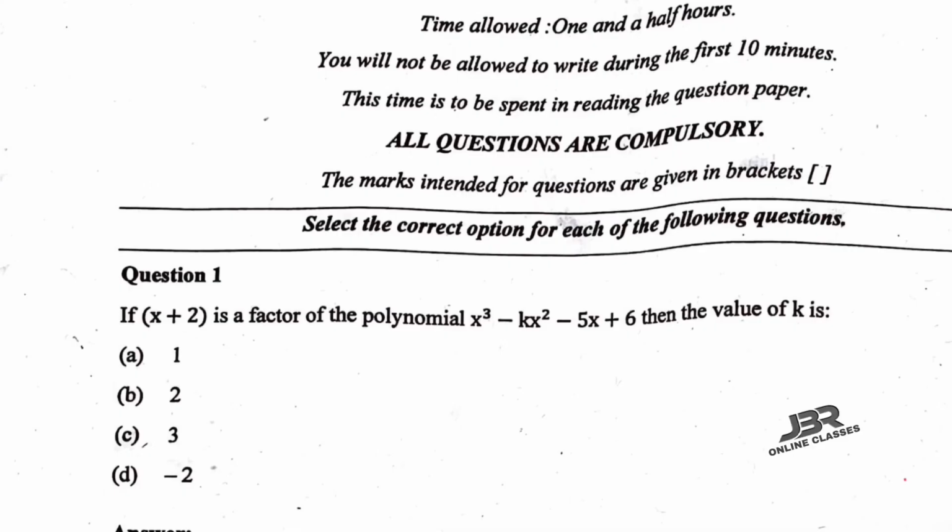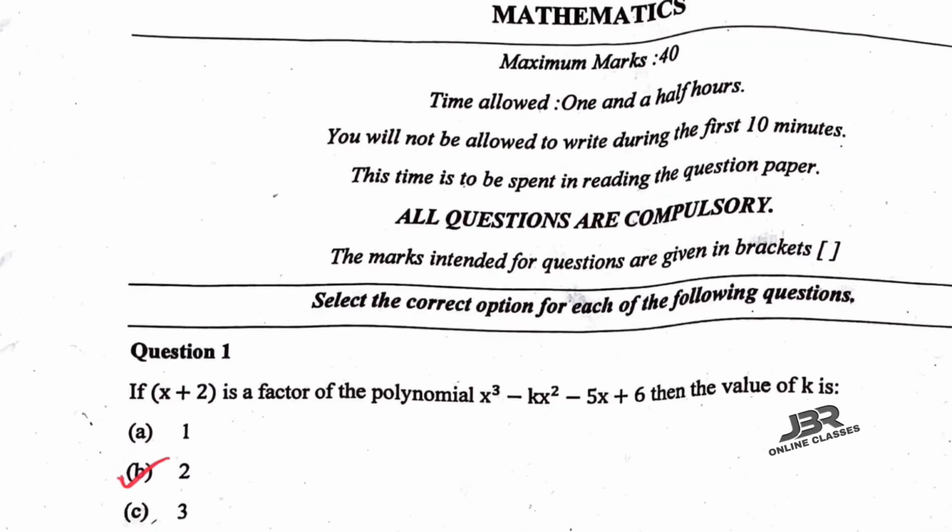So hello everyone, now in this video we are going to solve the ICSE Mathematics Semester 1 2021 paper. So here the first question: if x plus 2 is a factor of the polynomial x cube minus kx square minus 5x plus 6, then find the value of k. So here your answer is 2. 2 is the right answer.